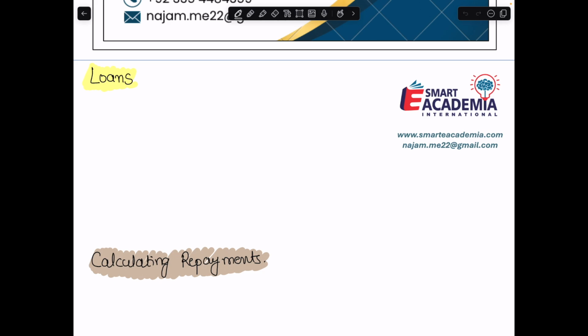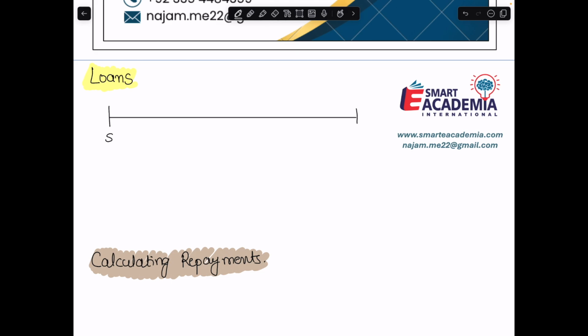Today's topic is going to be on loans, annuities, and real interest rates. First of all, in order to understand loans, we need to know what we mean by loans. Usually, when someone gets a loan from a bank, they get a lump sum amount from the bank that he or she has to pay back in regular monthly installments.